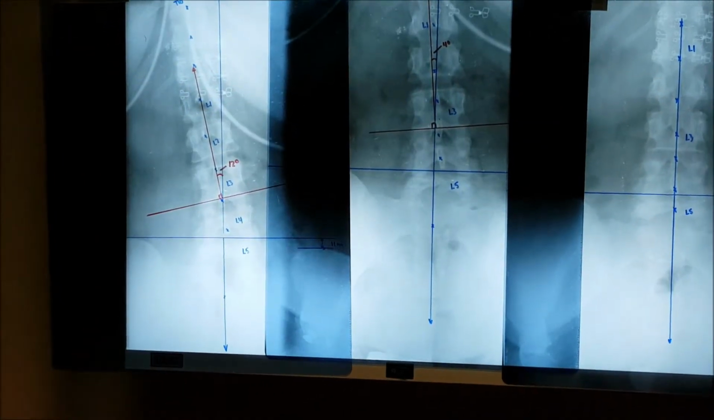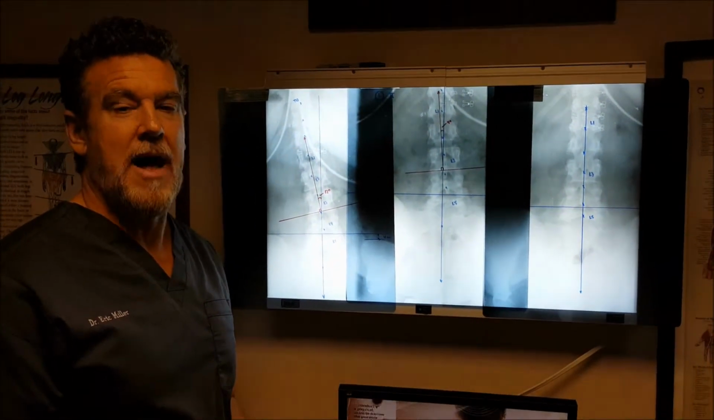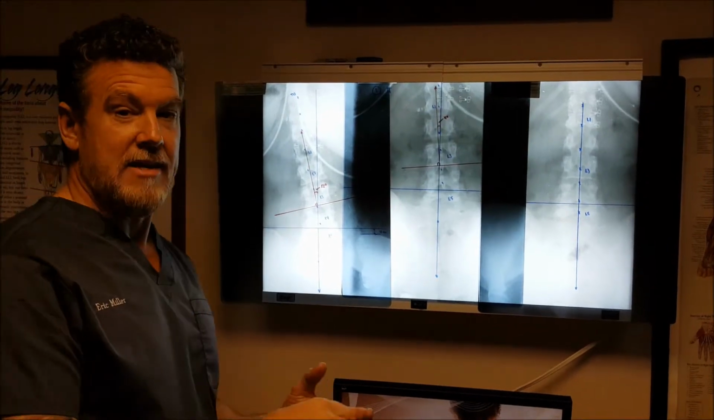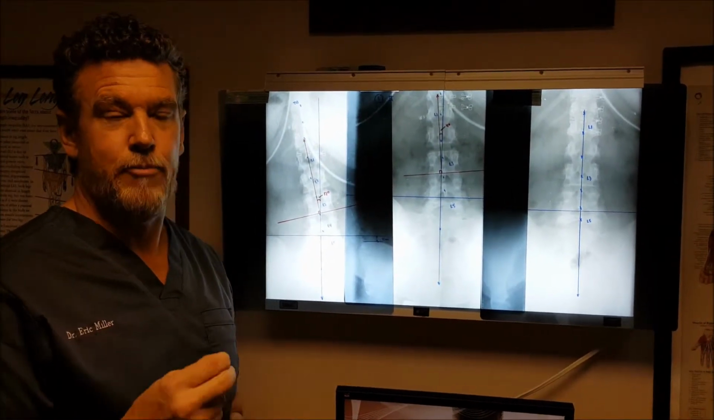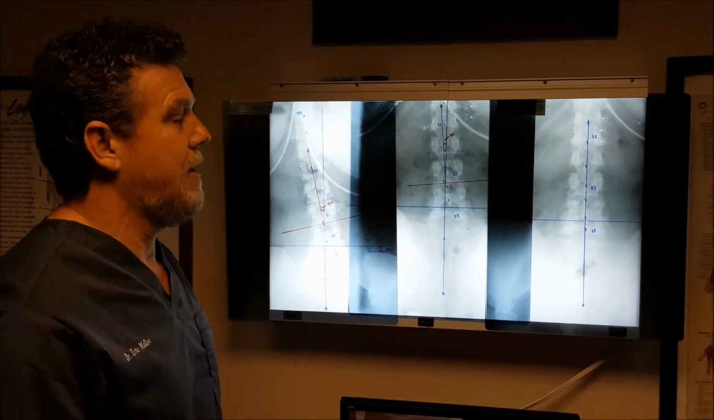Some of that came from just joint misalignment. Some of it came from inflammatory response and muscular spasm as a result of that. But the whole thing is basically misaligned, and that's creating that pressure on the sciatic nerve that causes those symptoms.